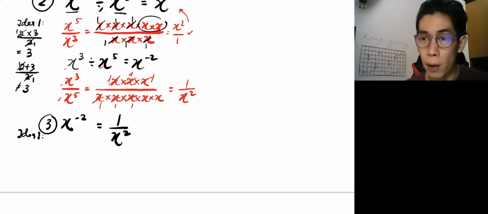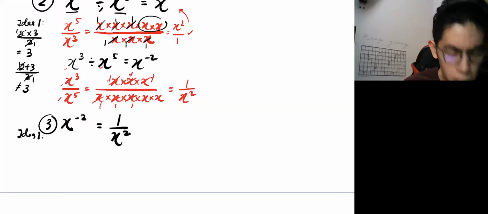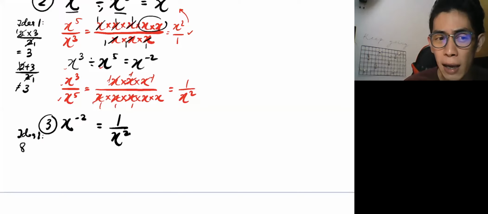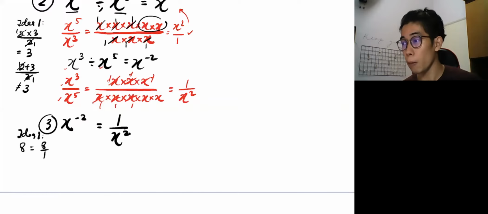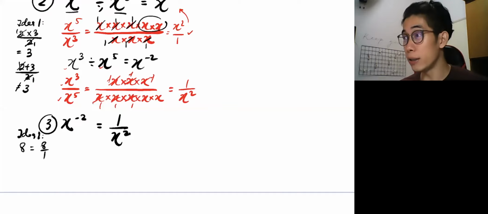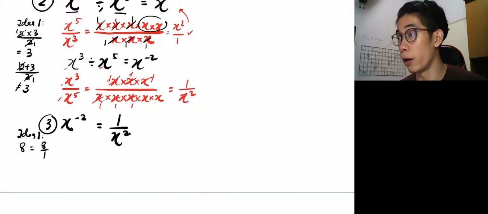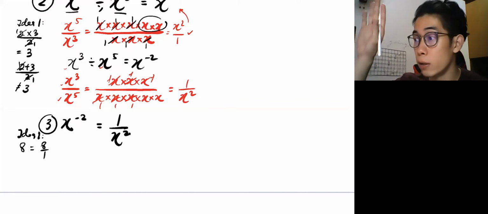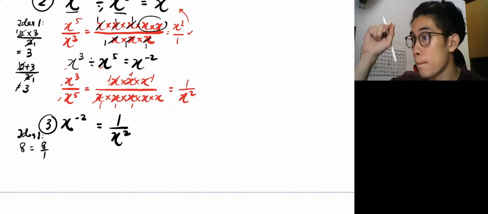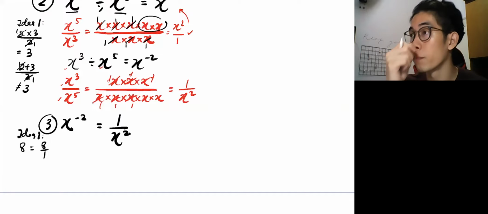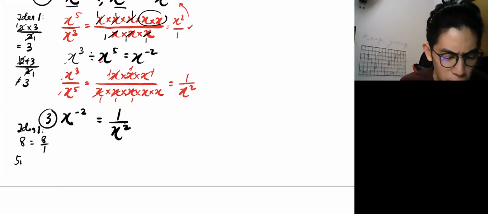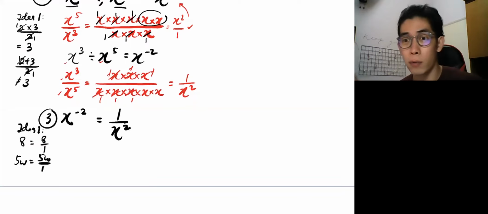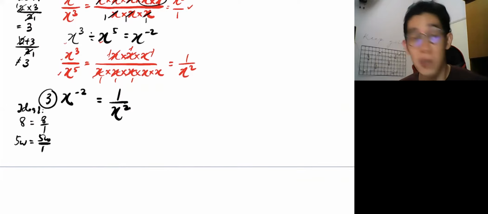Everyone, do you agree 8 equals 8 over 1? Normal, anything divided by 1 is 8. Now, everyone, 5w equals 5w over 1. Agree or not? Normal, everything is correct. Anything divided by 1 is still the same answer.